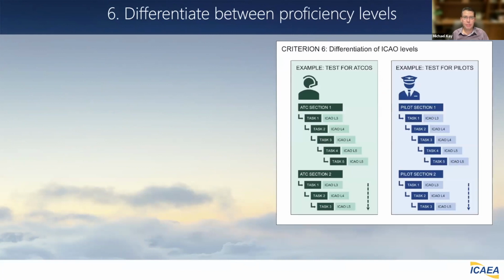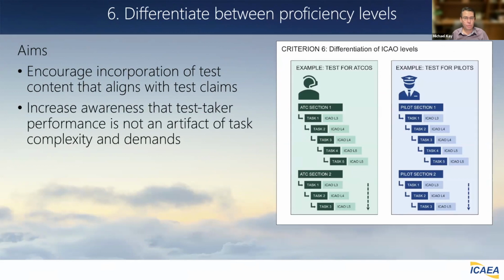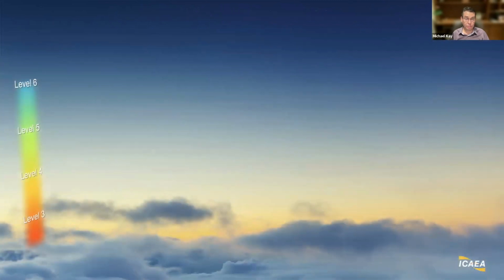Number 6 here is having the tests allow to effectively differentiate between ICAO levels. And the way we've tackled this, the ICAEA team, in the test design guidelines, is to encourage incorporation of different tasks that are geared towards different levels. That's not the only way to do it, but it's probably the easiest way to do it for our audience here. This means that the result is not an artifact of the test taker's own response, but is derived from the actual test tasks.